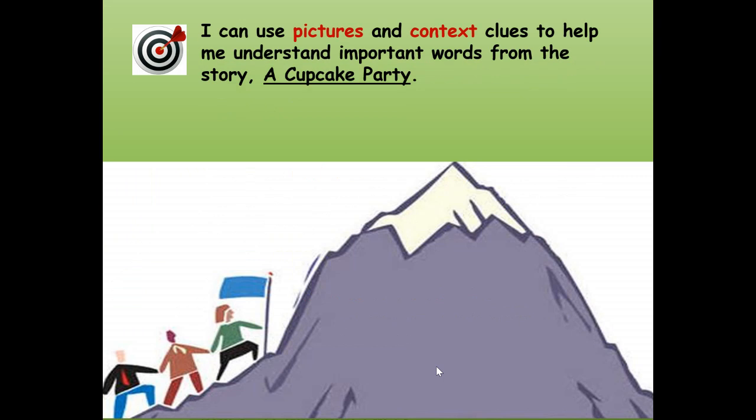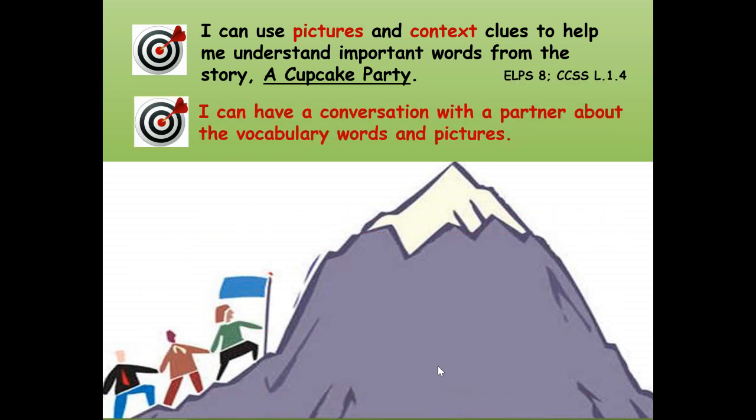So let's go over our learning targets. I can use pictures and context clues to help me understand important words from the story, A Cupcake Party. Here's our second learning target. I can have a conversation with the partner about the vocabulary words and pictures. So we're going to talk about them. Success criteria. That means how will you know you're successful at using pictures and context clues to understand important words from the story? And how will you know you're successful at talking about the vocabulary words and pictures?